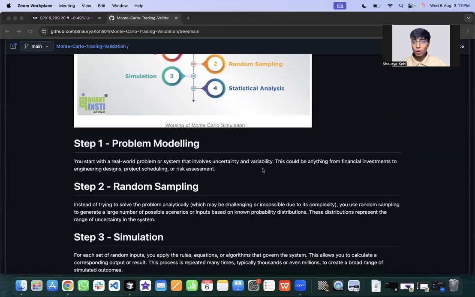So step one is problem modeling, as we discussed. You start with a real world problem. For example, I need to know what the share price of the S&P 500 will be after a week. In that case, there is uncertainty and randomness. I have no clue. This could be anything from financial investments to engineering designs, projects, or scheduling, or even assessments that we would try to compile.